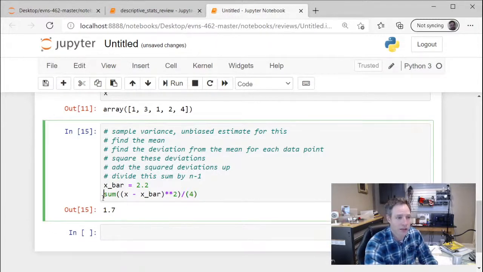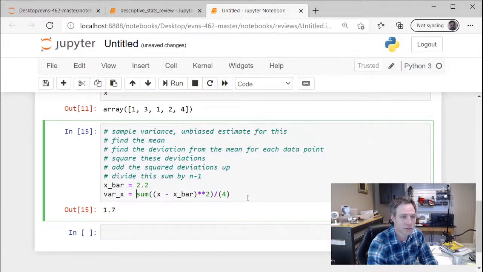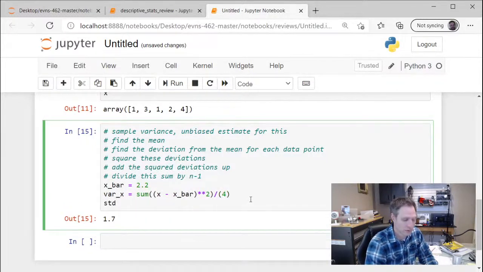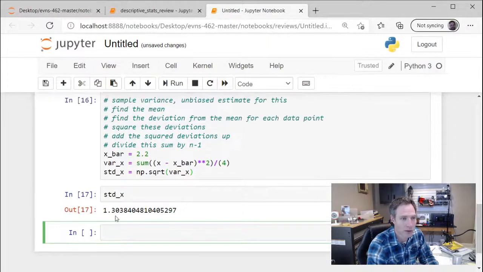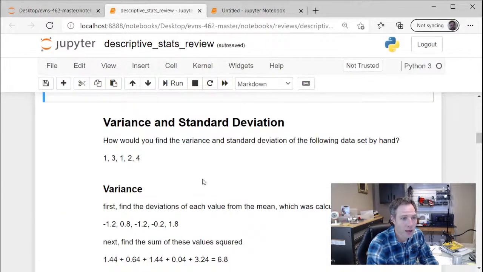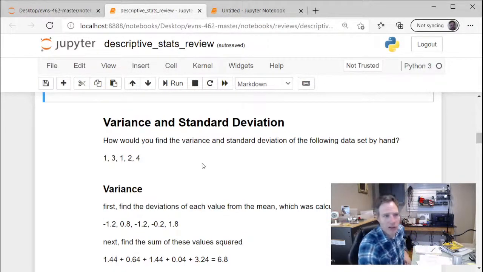And that's the variance of x. The standard deviation of x would then be the square root of the variance, which is 1.3. Okay, so back here, these steps are summarized again in the review.